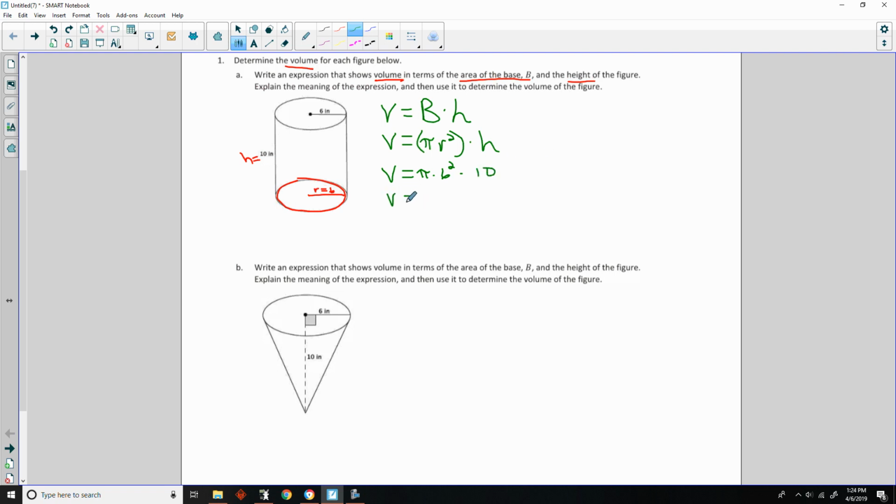So volume equals pi times 6 squared. Well, 6 squared is 36, and 36 times 10 is 360. And we just generally write the number in front of the term of pi. We don't say pi 360, we say 360 pi. So the volume of the cylinder is 360 pi inches cubed.